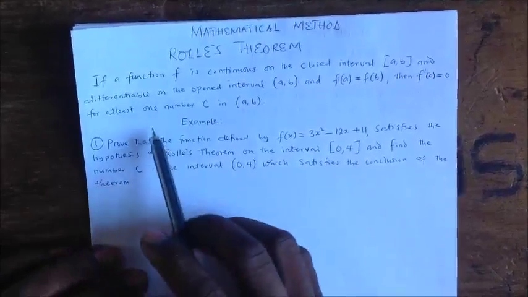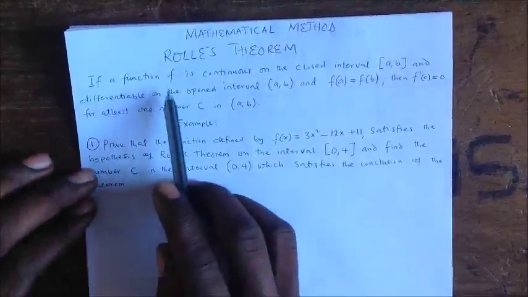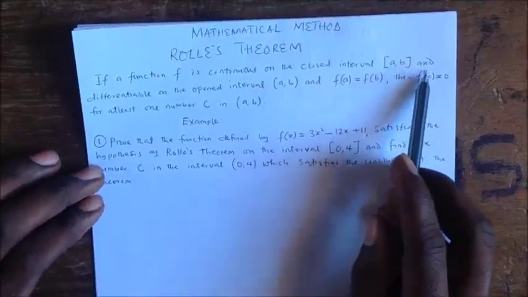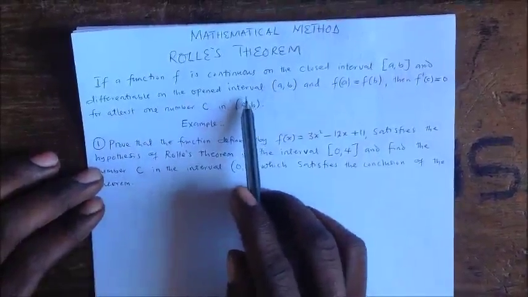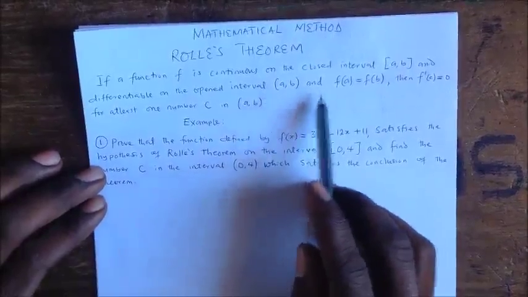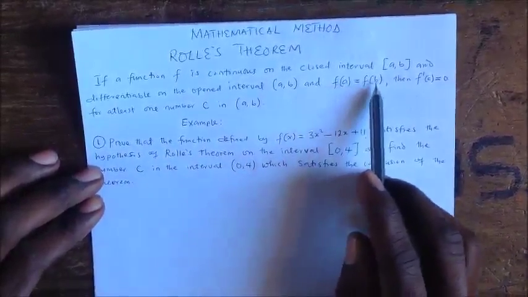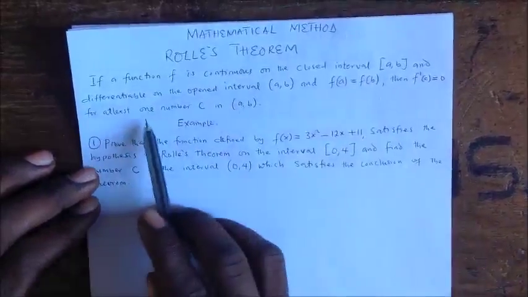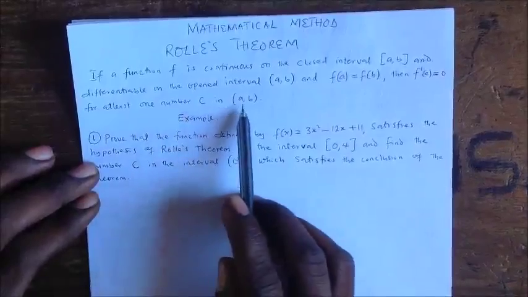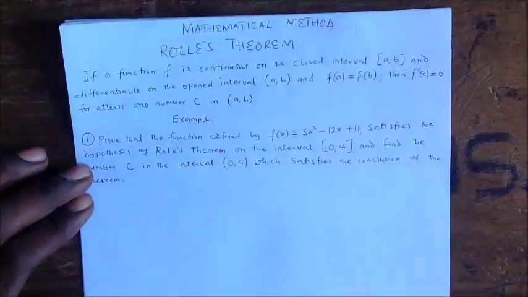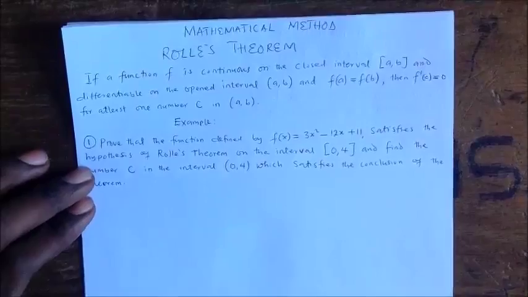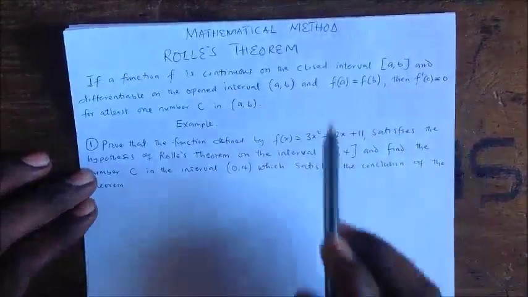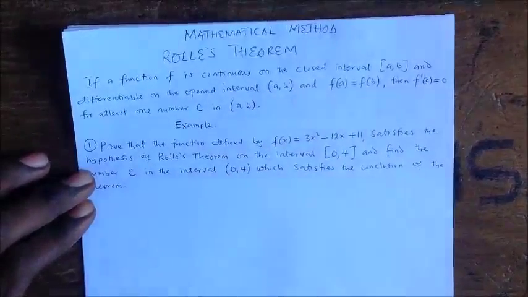Rolle's Theorem says that if a function f is continuous on the closed interval [a, b], and differentiable on the open interval (a, b), and if f of a is equal to f of b, then f prime of c is equal to 0 for at least one number c in the open interval (a, b). That is to say, the conclusion of the theorem is f prime of c equals 0, under the condition that f of a is equal to f of b.